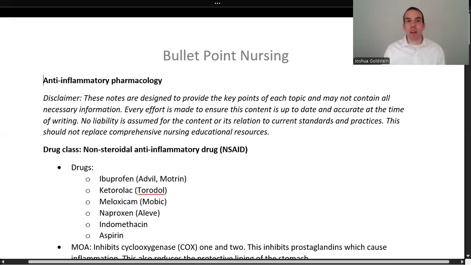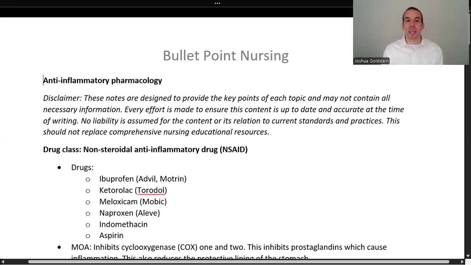Three of these are over the counter, and three of these are by prescription. Aspirin, naproxen, and ibuprofen are all available over the counter, whereas ketorolac, meloxicam, and indomethacin are all behind the counter or by prescription only. So how do these work?